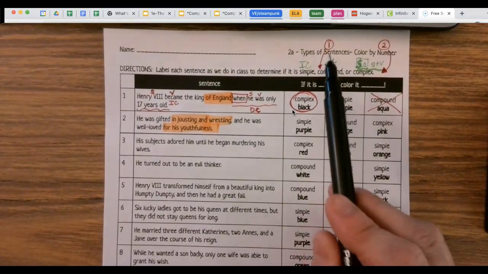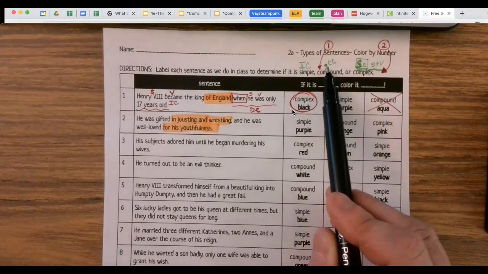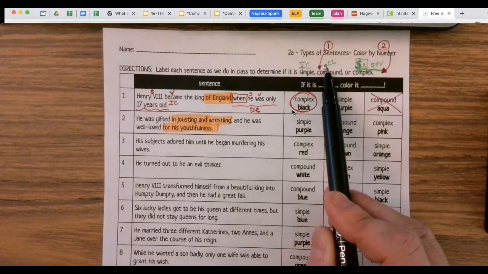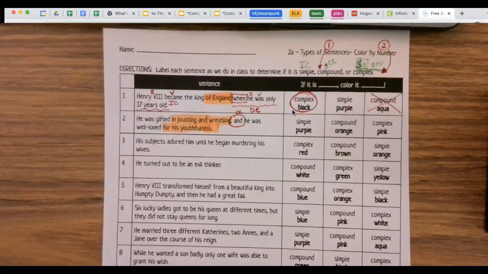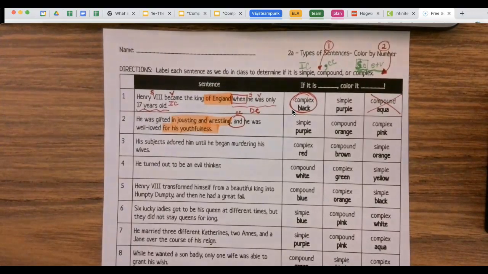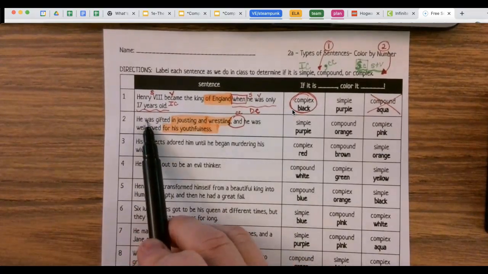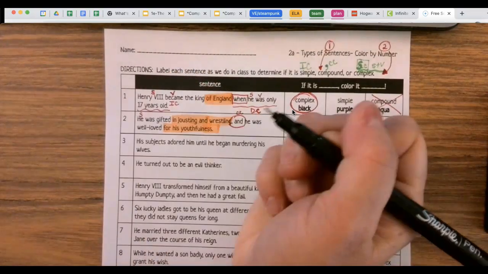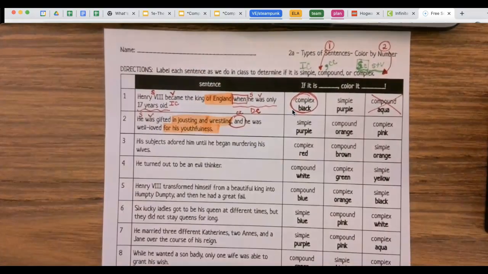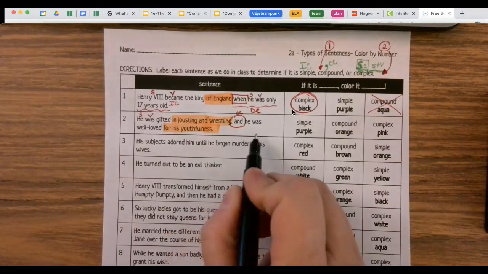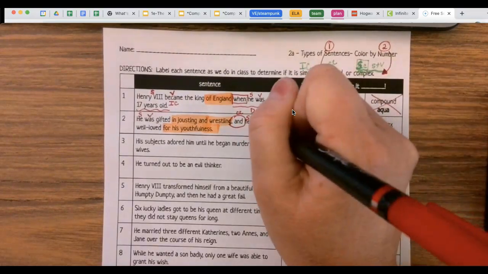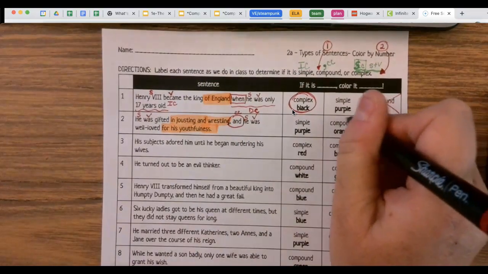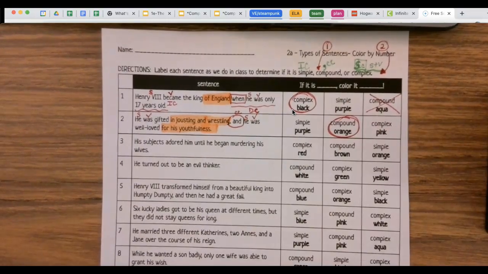So I'm going to go up here and I'm going to look first to see, is it compound? Do I see a comma with a coordinating conjunction? And I do. So I'm going to circle it and label it CC. Now, just because I see a comma conjunction does not mean it's compound. I've got to find a subject and a verb on both sides. So I'm going to go over here. He was gifted. He is the subject and was is the verb. Look on the other side. He was well loved. Well, if he was the subject on the other side, he can be the subject again. Same with was. So I have already determined that this sentence is compound.